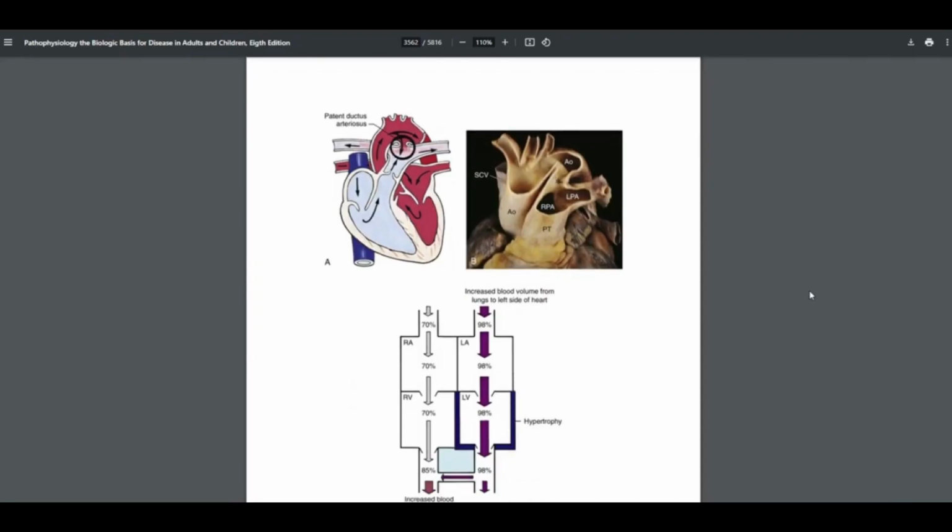So here we have the patent ductus arteriosus, and it shows how there's an increased volume from the left side of the heart to the lungs.